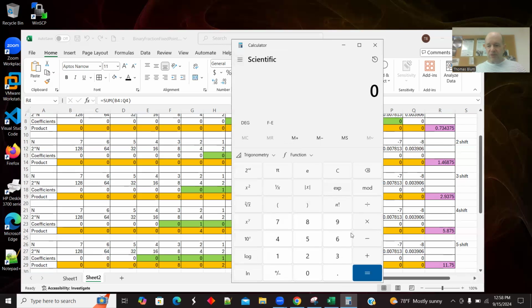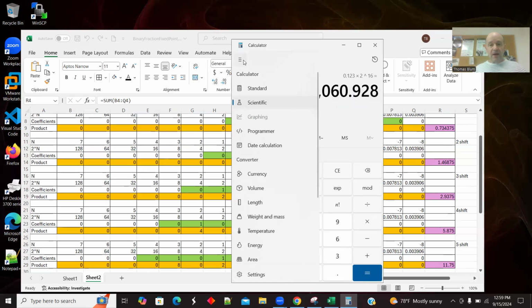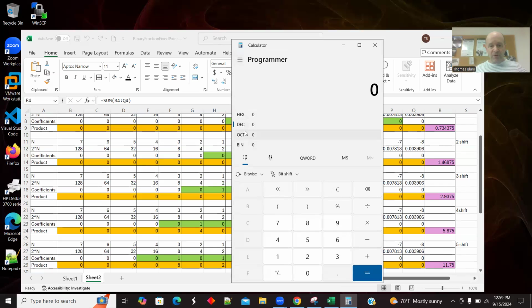But let's do it for 0.123. What if I wanted 16 places? Then I would do times 2 raised to the 16. And I would get 8060. And throw that over into programmer mode, Control V. And then here's my number. So my original 3 zeros, my bunch of 1s, and then zeros and 1s after that.